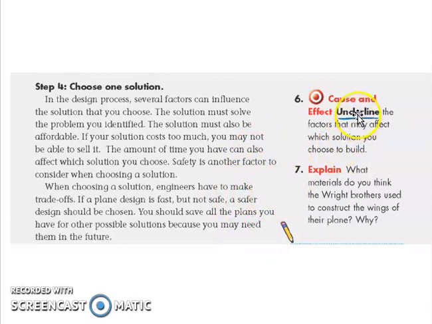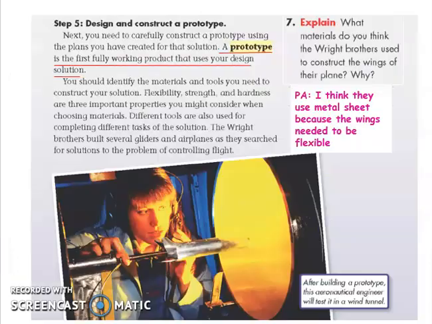Okay. So in number 7, try to answer number 7. What materials do you think the Wright brothers used to make the wing of the plane? I think they used a metal sheet, because metal sheet is flexible. Okay. So the next step will be design and construct a prototype. A prototype is the first fully working product. So the Wright brothers made a first product, and then they tested that one, and we call it a prototype. Once you finish the first product, you could call it a prototype. So that is the term in science, prototype. That is number 5, design and constructing a prototype.